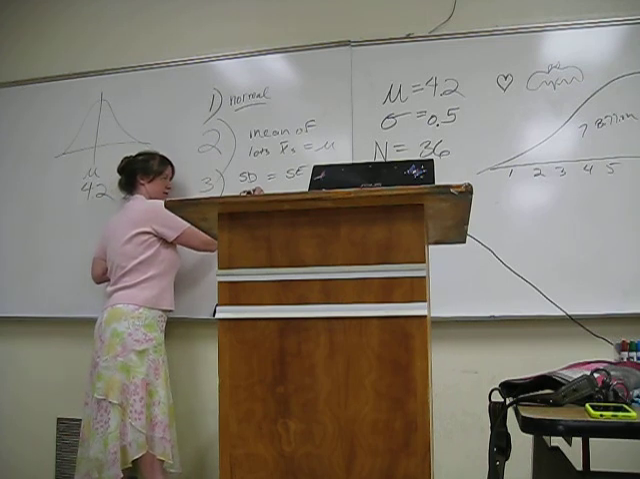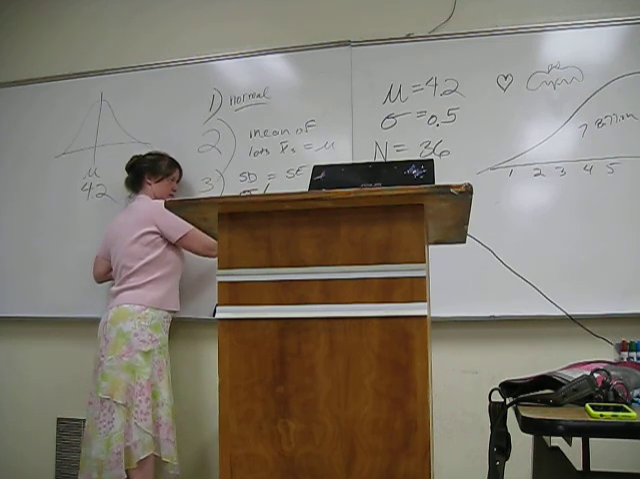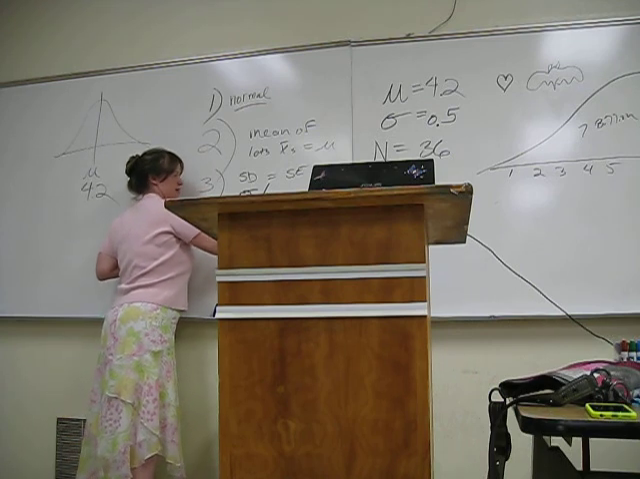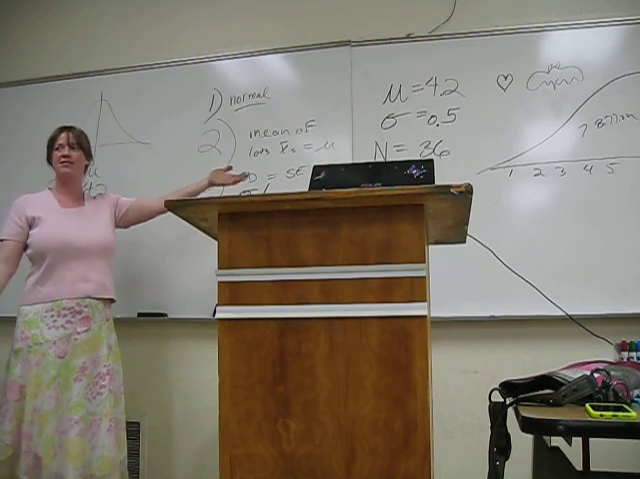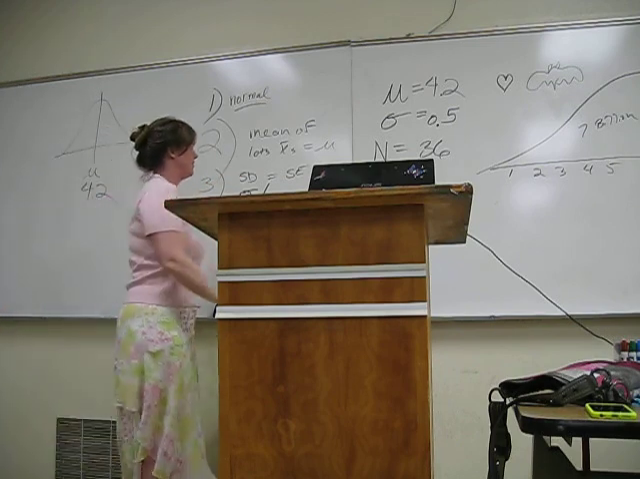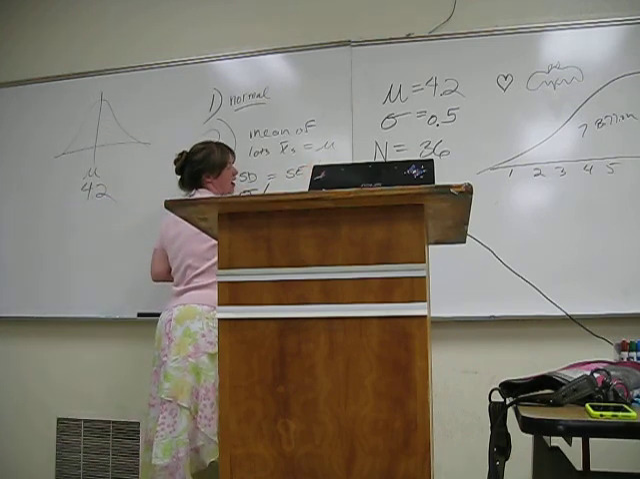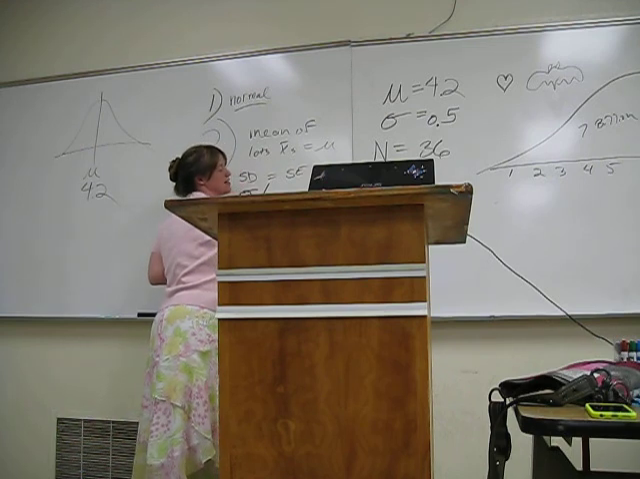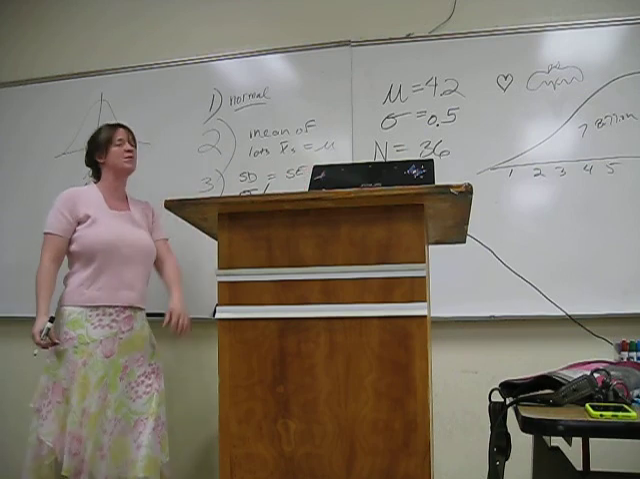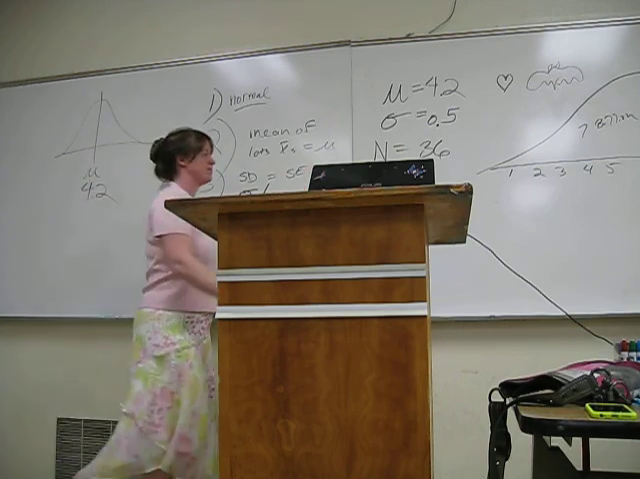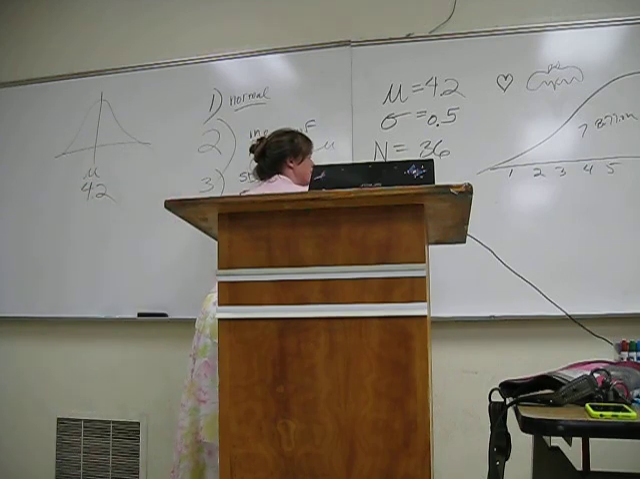Standard deviation over square root of n. This is how you calculate standard error. Can I do that now? Yes. So the standard deviation was 0.5, and I divide by the square root of 36, which is 6, right? So who can tell me what standard error would be in this case? 0.08.